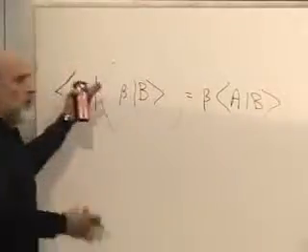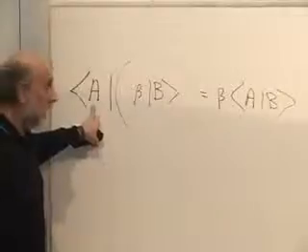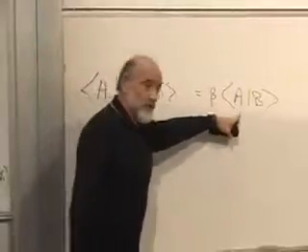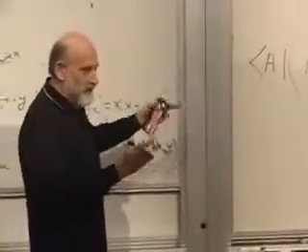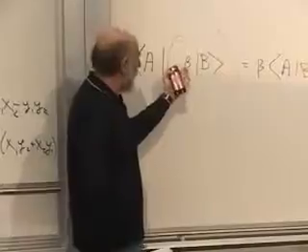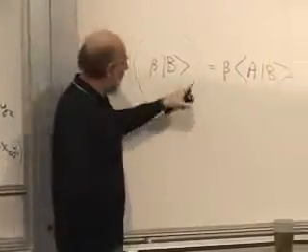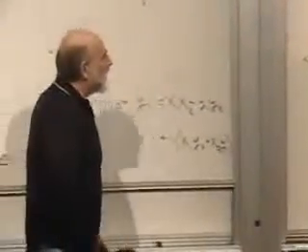If you double the length of B and not the length of A, then you just double the inner product. If you were to double both A and B, of course you get a factor of 4, but we're just multiplying one of the vectors by beta. If we do that, then the inner product itself just gets multiplied by beta.